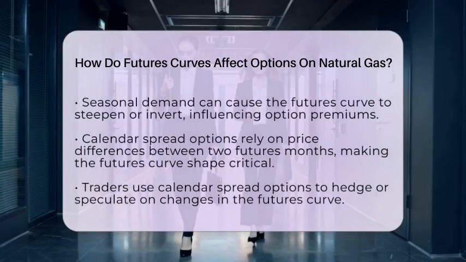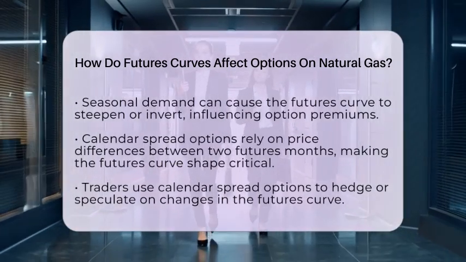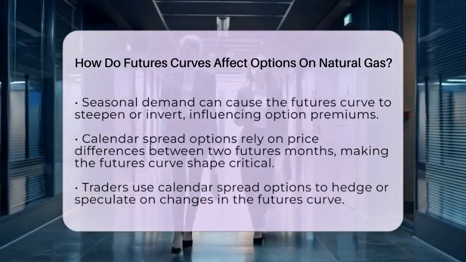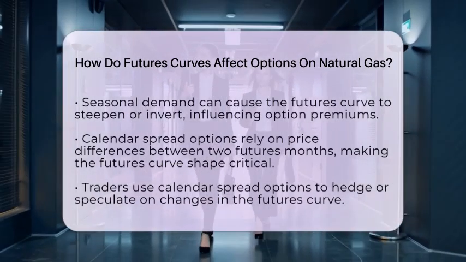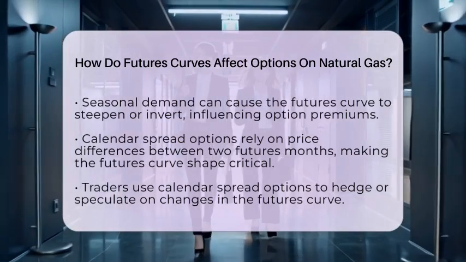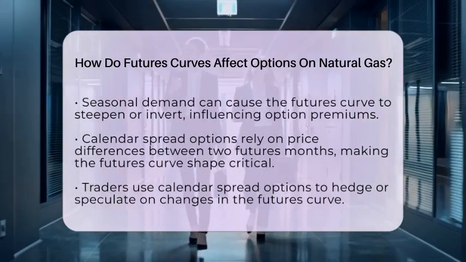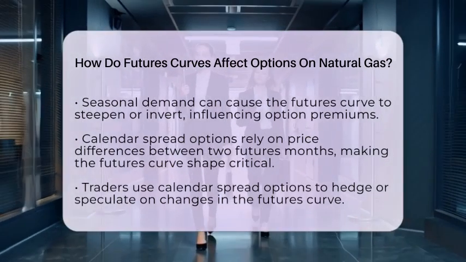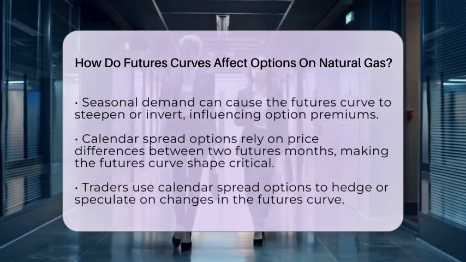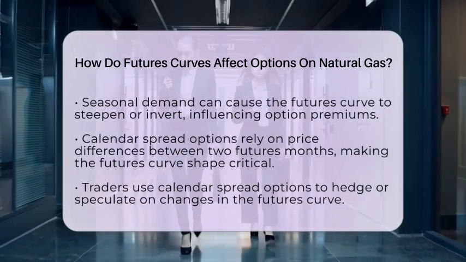These options are based on the price difference between two futures months rather than a single contract. The shape of the futures curve is critical here. Calendar spread options gain or lose value based on changes in the futures price differential. Traders often use these options to hedge or speculate on changes in the futures curve caused by seasonal demand shifts or supply changes. The futures curve also guides hedging strategies.